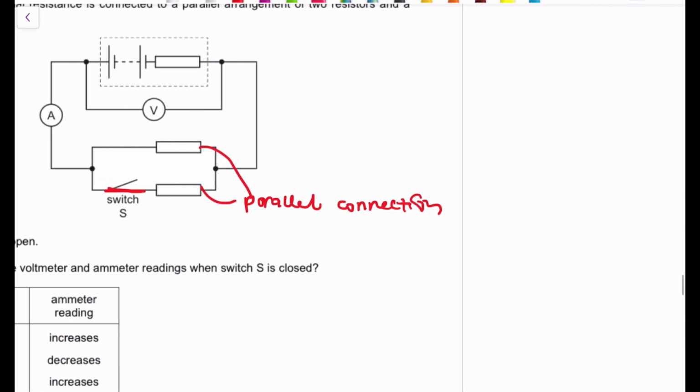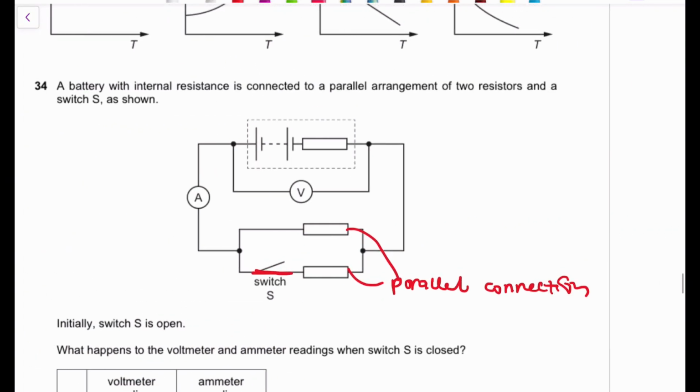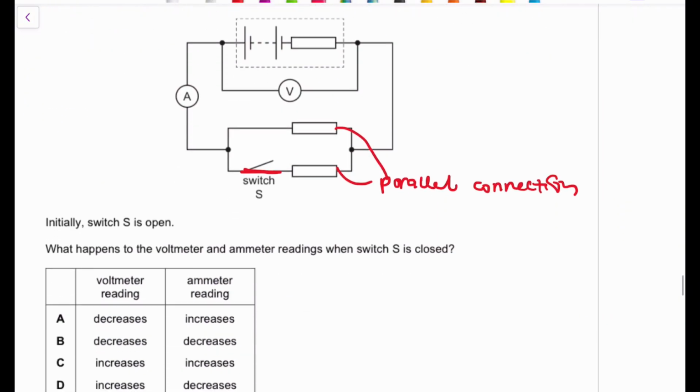Whenever you connect things in parallel, the resistance is going to be smaller than the biggest resistor. What do I mean by this? Since you say 1 over R, plus 1 over R, the total resistance is going to be way smaller than the biggest resistor that you've got. So whenever you connect things in parallel, you just need to know this: the resistance is going to decrease.